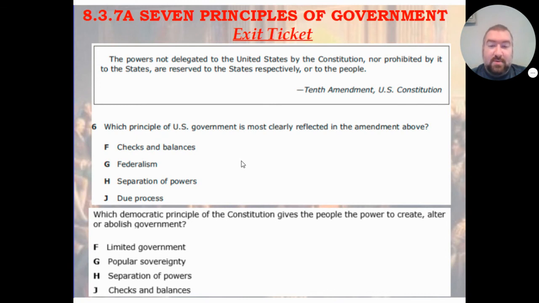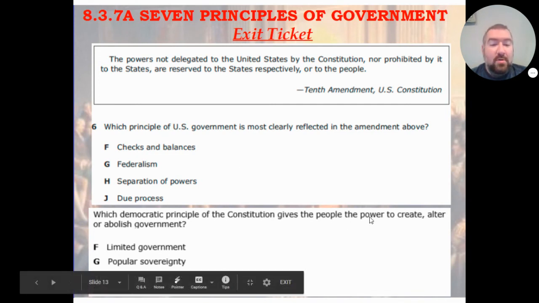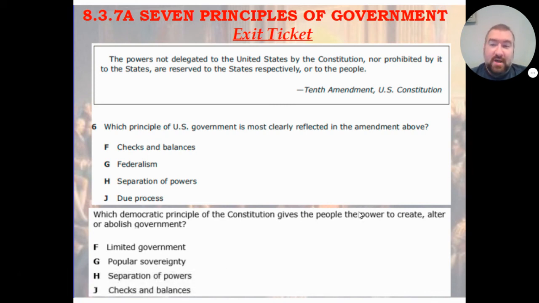Which democratic principle of the Constitution gives the power to the people to create, alter, or abolish government? Once again, your key concept there, people and power. I'm going to leave it up to you guys to find out what the answer is. But that wraps up lesson 837A.